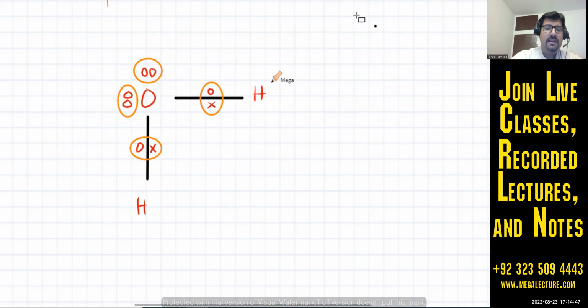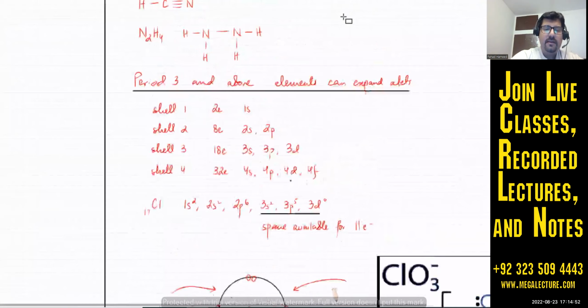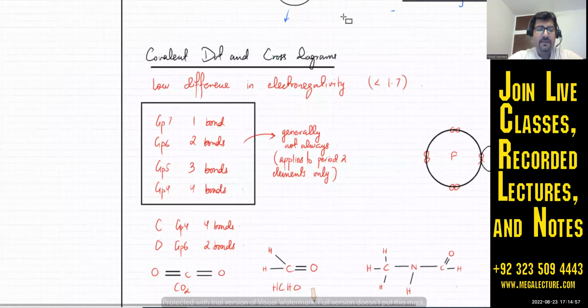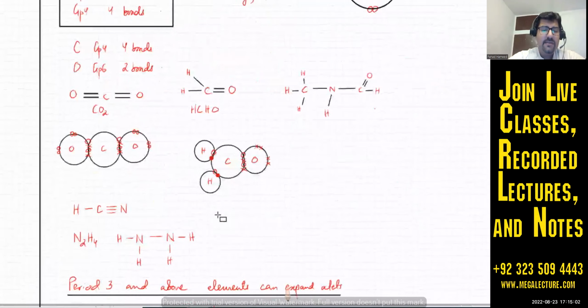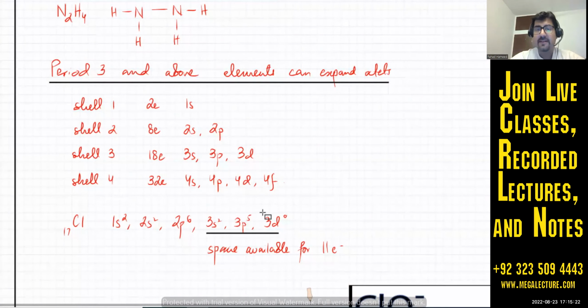The octet rule was that elements tend to complete their outer shell electrons, right? In covalent bonding they complete the octets, right? So yesterday I told you that the octet rule is only applicable to shell number 2, that is, period 2 elements. The maximum number of electrons that they can have in the outer shell is 8. When it comes to shell number 3, the maximum number of electrons that they can have is a lot more than 8. They can have 18 electrons.